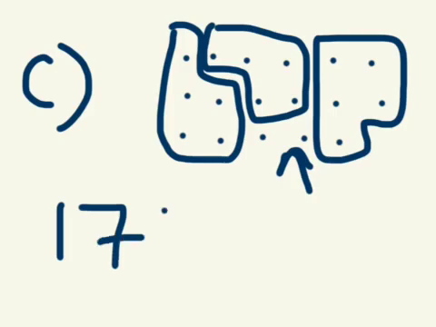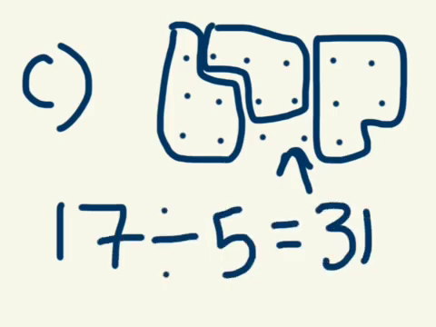For the third question, we have 17 counters and we need to put them into groups of 5. So that will look something like this. And you can see that once again, we have a remainder of 2. I didn't do that on purpose. So our answer to 17 divided into groups of 5 is that we have 3 groups with a remainder of 2.